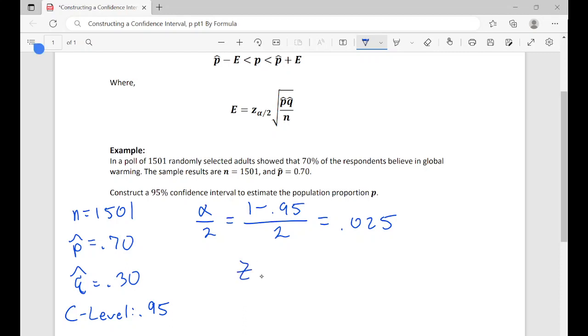So now we can replace alpha over 2 with 0.025. So z sub 0.025. Now you can use inverse norm of 0.025, or look into your chart for 0.025. If you get a negative value, that's okay. Just change it to a positive. Once you get your critical value, we get 1.96. So that is our z alpha over 2. Now we can use this along with our p, q, and n to get the margin of error.